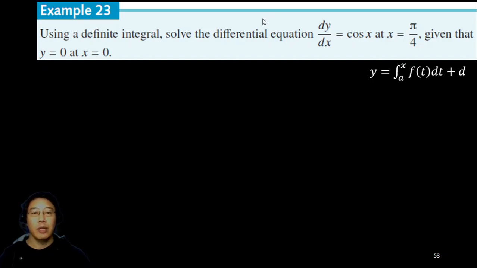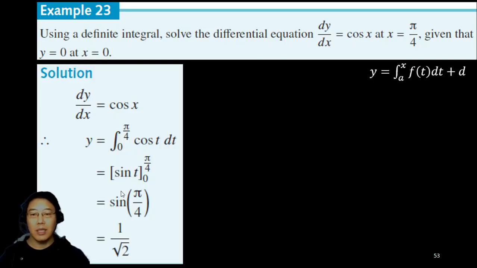Alright, let's move on. So we have that differential equation. We have our starting point 0, 0. So that will be a equals 0, d equals 0, and the x value will be pi on 4. So we have our integral 0 plus 0. The antiderivative, of course, will be sine, from 0 to pi on 4. That gives us sine of pi on 4. Your exact value is root 2 on 2, or 1 over root 2.